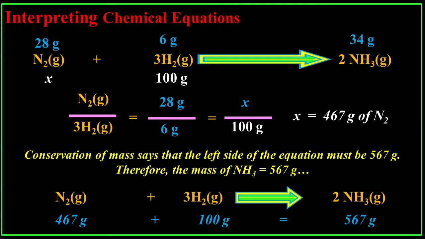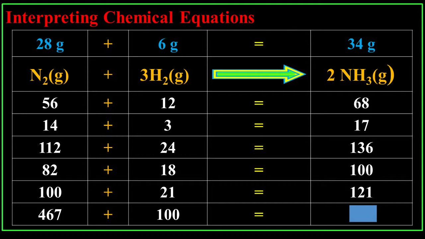X equals 467 grams of nitrogen. So I have 100 grams of hydrogen and 467 grams of nitrogen. The conservation of mass, we're going to employ that, and we have 467 plus 100 is 567 grams of ammonia. So let's uncover. So I have 100 grams of hydrogen. That gives me 467 grams of nitrogen and 567 grams of ammonia. And that ends the problem. So that's really all we're doing. If you can understand a mass, that's key.